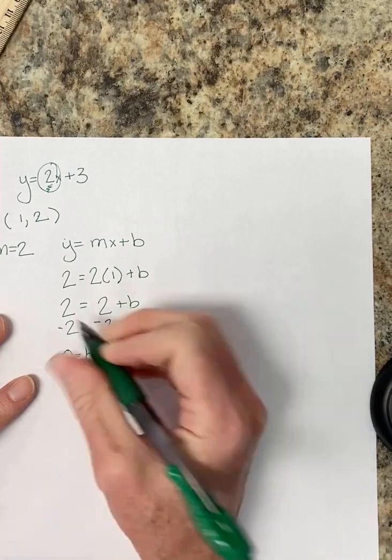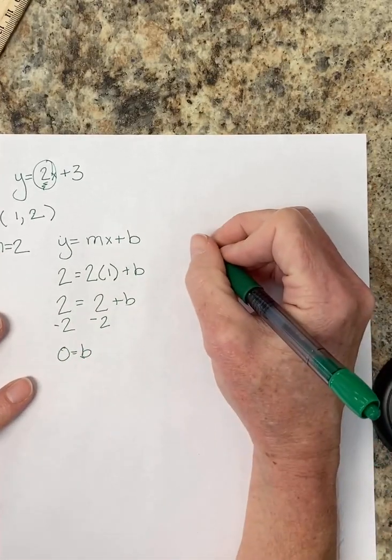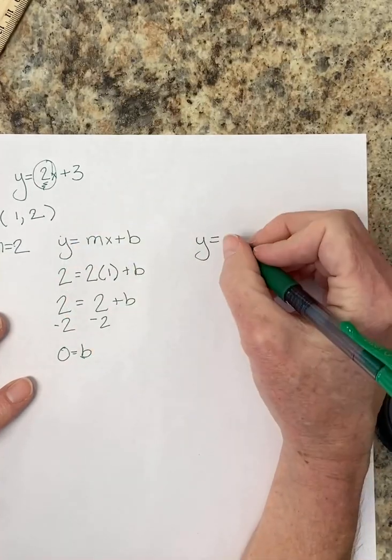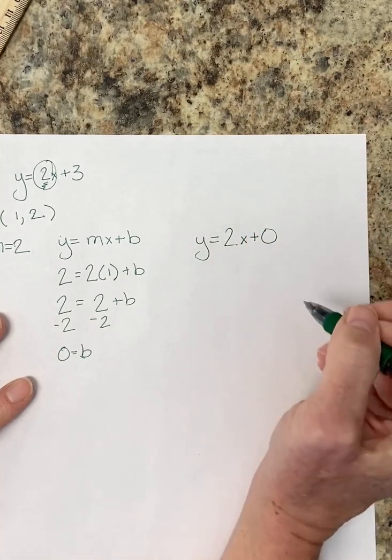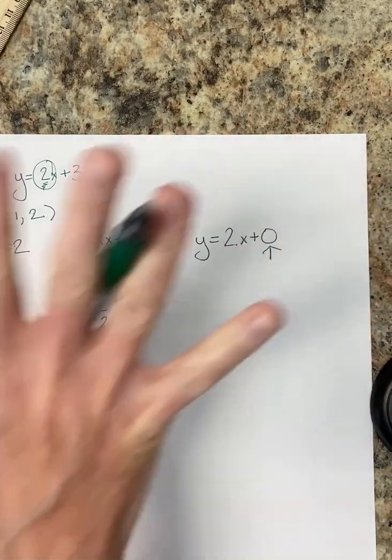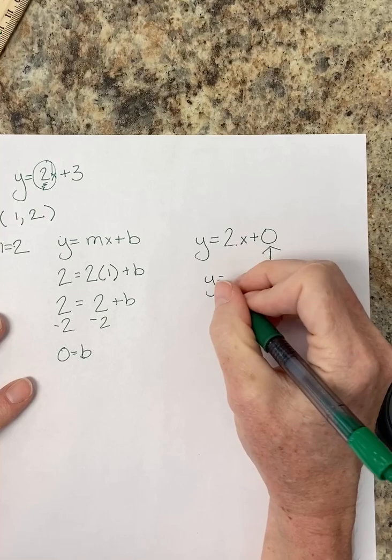Can b be 0? Sure. Why the heck not? It crosses at the origin. How lovely. So y equals, m is still 2, 2x plus 0. But, okay, do we need to leave this 0 there? No. Remember in our invisible math, it can just disappear off of the planet. And y equals 2x.